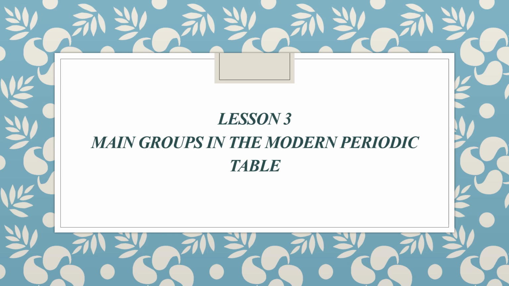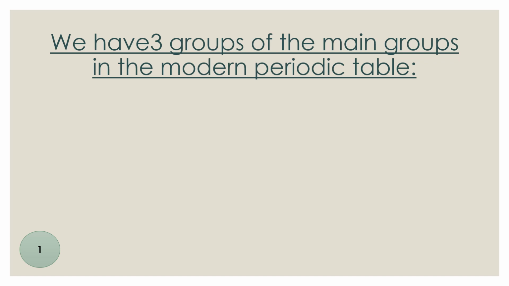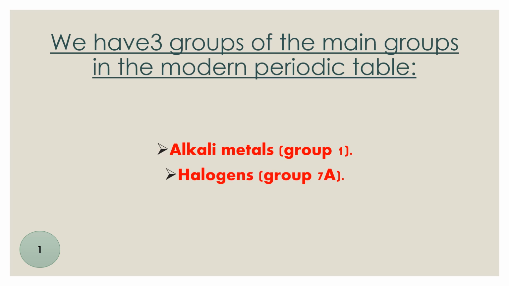Are you fine? Today we will start with the third lesson in our unit, which is called the main groups in modern periodic table. In this lesson, we will talk about main groups in modern periodic table. We have three groups, which are number one, alkali metals in group 1A, halogen elements in group 7A, and inert gases in group 18.